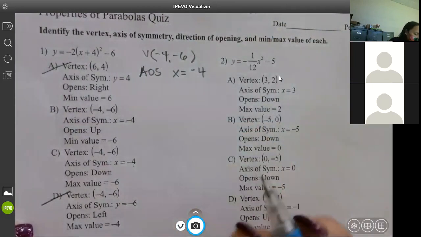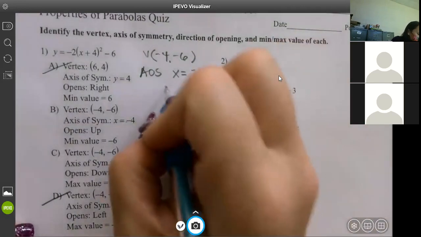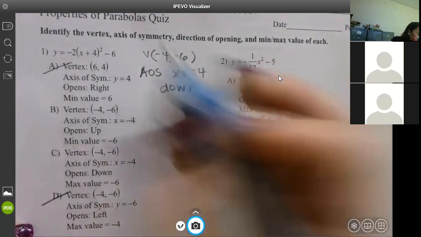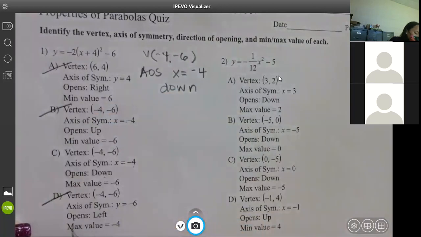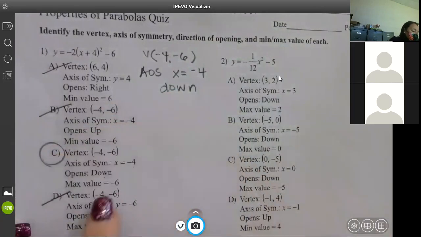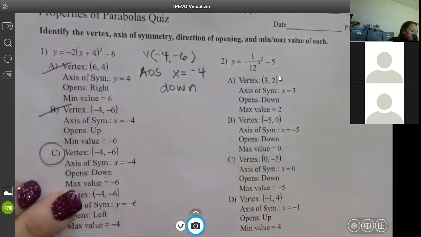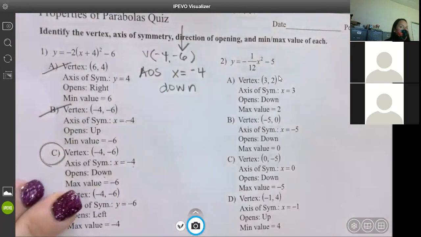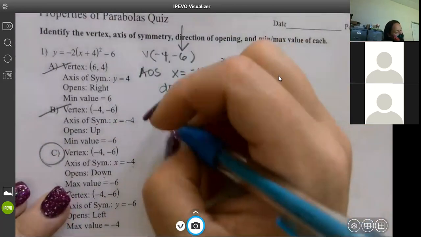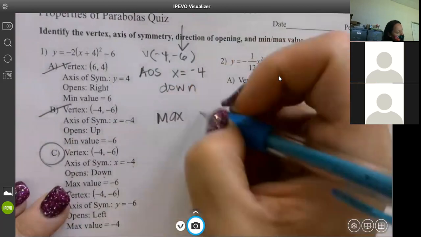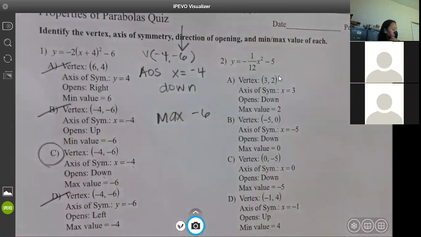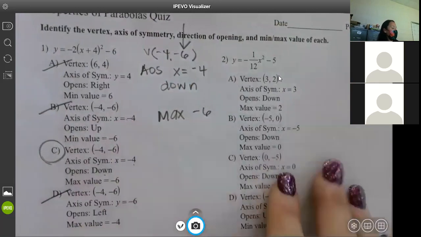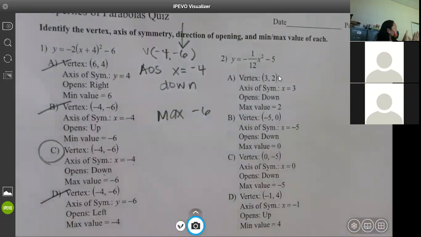Which way does it open? This one said it opens up, this one says down, so it has to be C. Where did the max value come from? It's your Y coordinate. So your max, how high does it go? It goes up to -6. So I just want you to know where those numbers come from. It'll be the same thing. The only difference is you'll know max and min compared like on up and down.